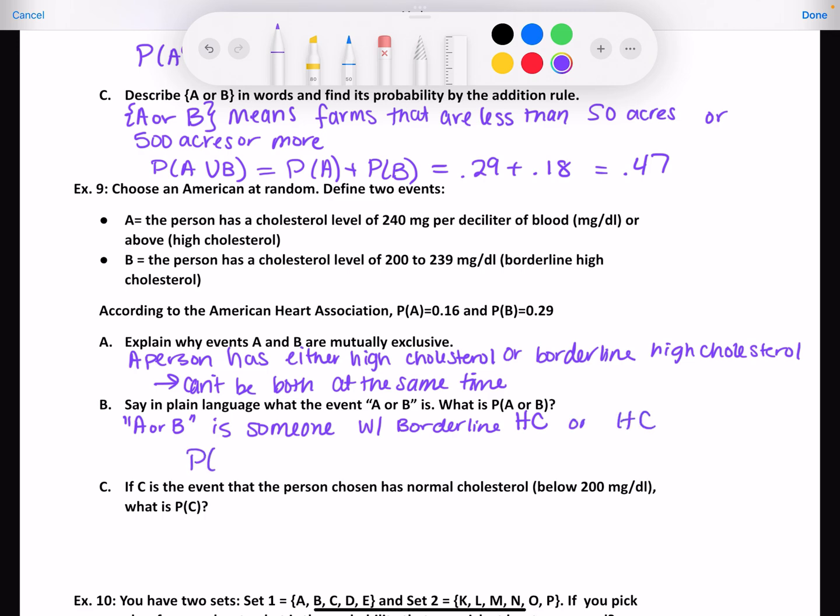The probability of A or B, or A union B, is equal to what? P(A) plus P(B). The probability of A plus the probability of B. 0.16 plus 0.29 is 0.45.